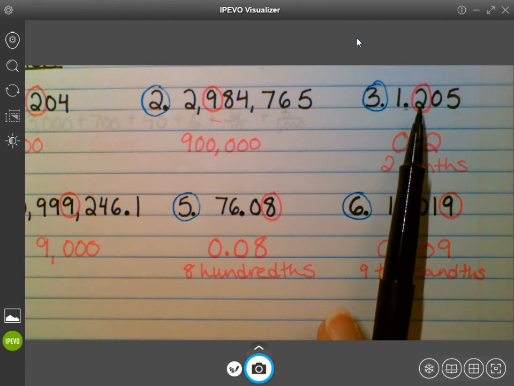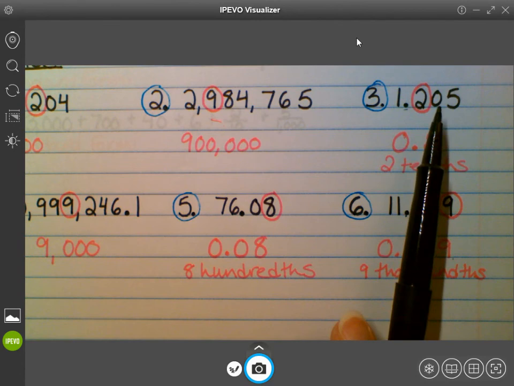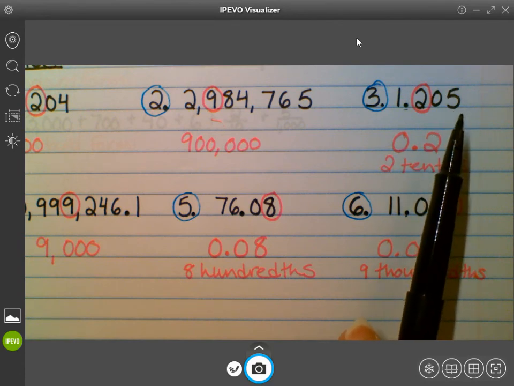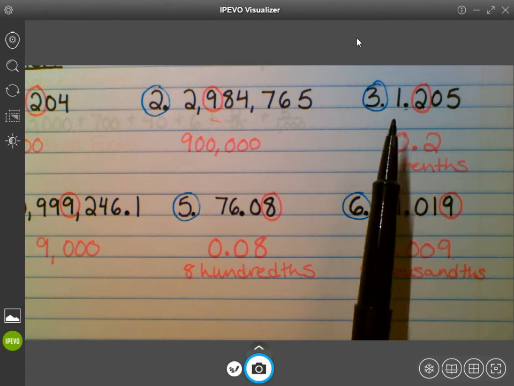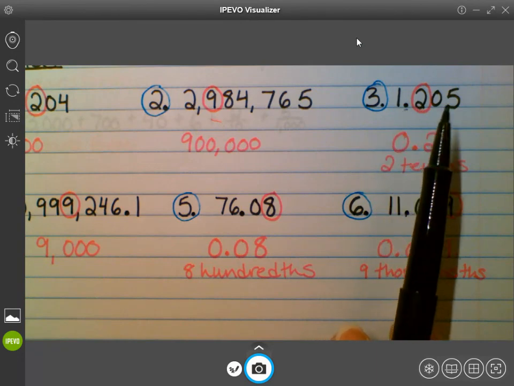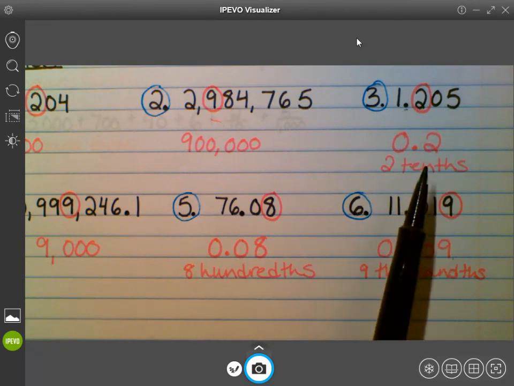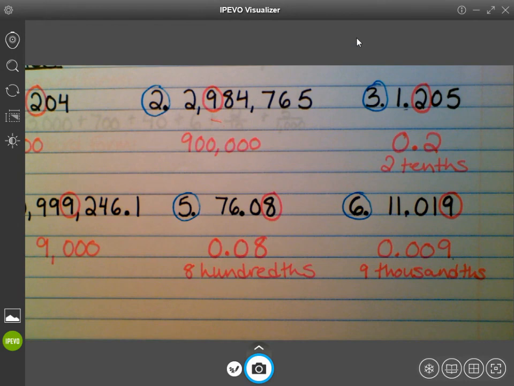Number 3, we only have a digit to the left in the ones place, so it would just be 0.2. Now, the cool thing about decimals is that anything to the right could become zeros, or we can leave it off. But that's up to you. You may have written 0.200, which is the same as 0.2. And we'll talk a little bit more about that as we learn more about decimals.